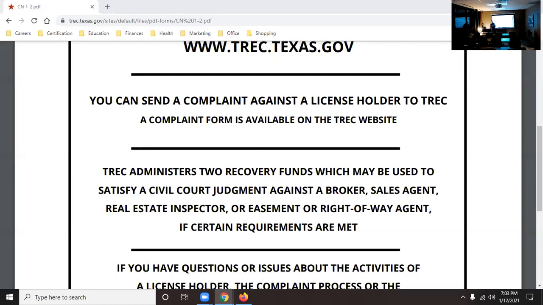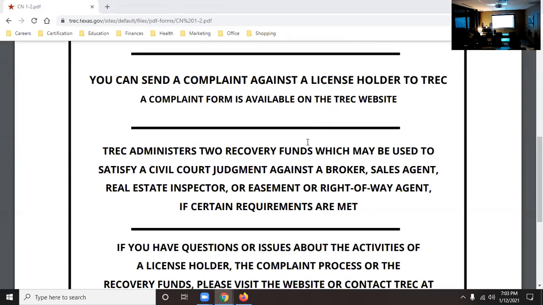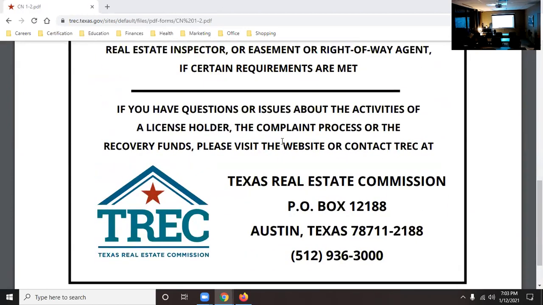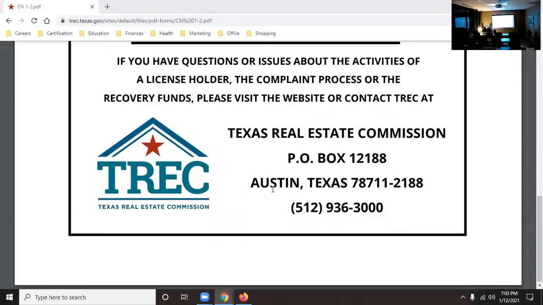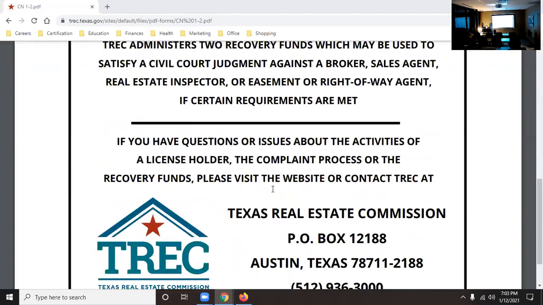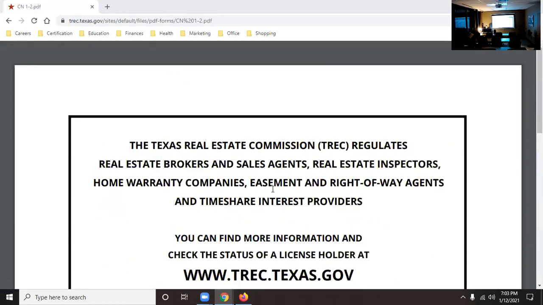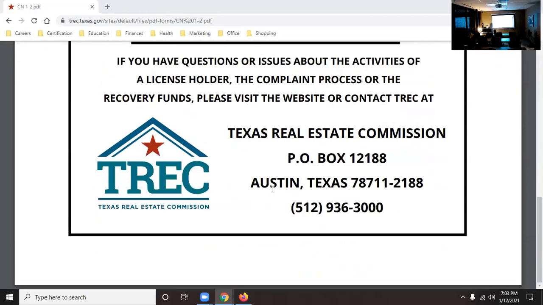Now, when completing this form, you'll notice that this is just a notice. As I scroll down here, it says, if you have any questions or issues about the activities of a license holder, the complaint process, or the recovery funds, please visit the website or contact TREC at, and then there's their information. But if you notice on this form, there is no signature line. So here's my question, Mr. Grossman.